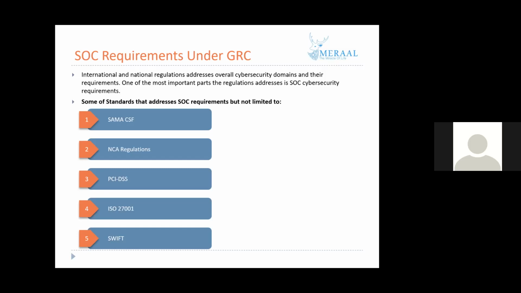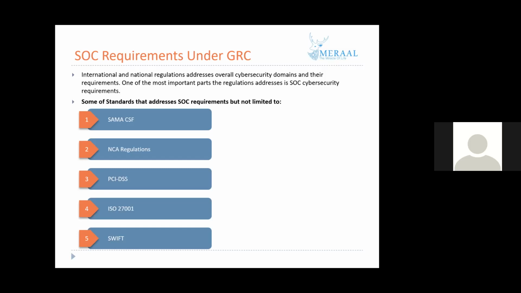Below are some standards and regulations that address SOC requirements. However, all cybersecurity-related regulations address SOC requirements. Here I'm going to present some of them. First is the SAMA Cybersecurity Framework. As you are aware, SAMA is the central bank that manages all the banks and financial institutions in Saudi Arabia. They have published the SAMA Cybersecurity Framework to be followed, which is also based on maturity levels.